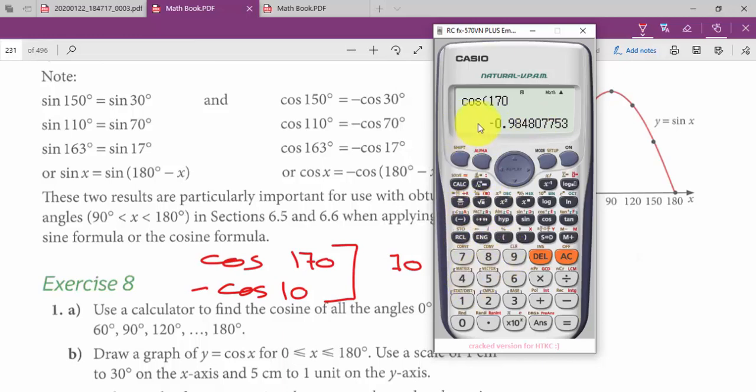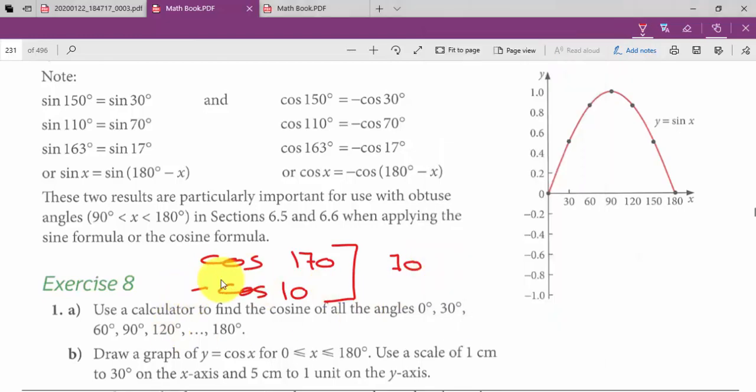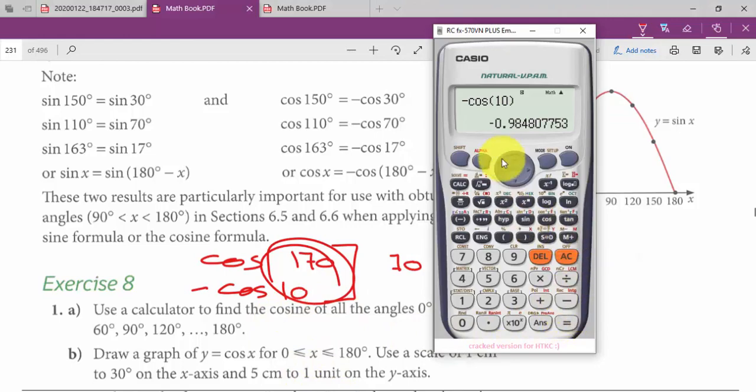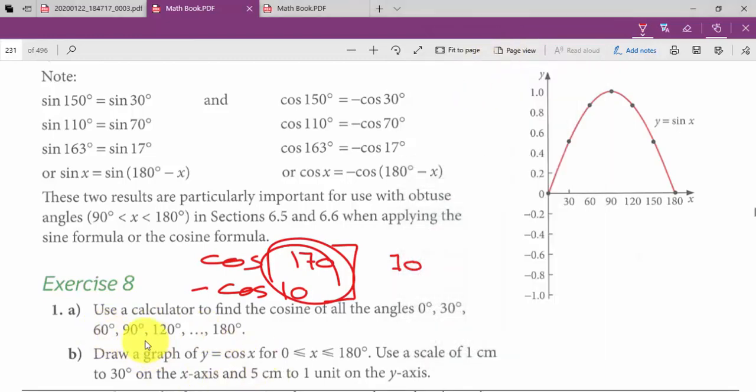Even this negative is here, remember. What about cosine of 10? Negative cosine of 10, so there must be a negative. As you see, cosine of 170 is equal to negative cosine of 10. Why? Because 170 and 10 together add up to 180. Look, the exact same number, negative 0.9848, and so on. This is the cosine of 170, and this is the negative cosine of 10. As you see, it's the same result.